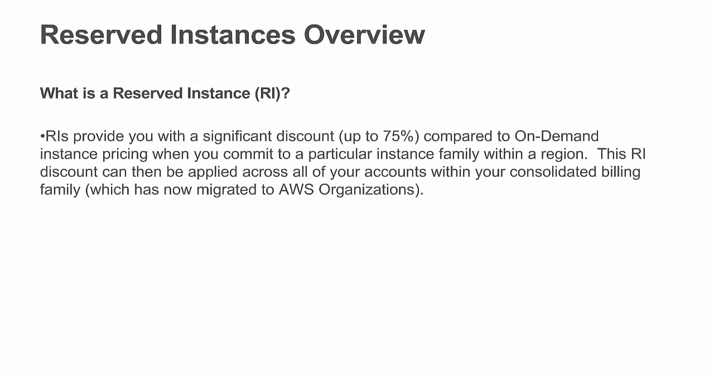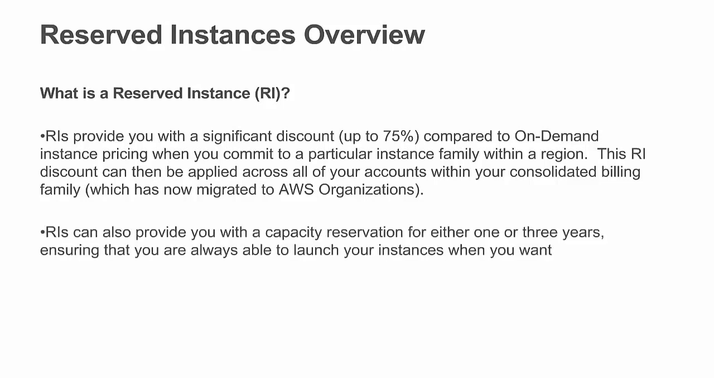Now let's take a closer look at RIs. So an RI provides you with a significant discount up to 75% in exchange for a 1-year or 3-year commitment. The discount provided by an RI can be applied across your linked accounts in your consolidated billing family, which is now migrated to AWS Organizations. And the RI discount has affinity towards the RI purchasing account, which means that the RI discount will first apply to the qualifying usage in the account that purchased the RI, and then if there are any unused RIs, they will apply to usage in other accounts.